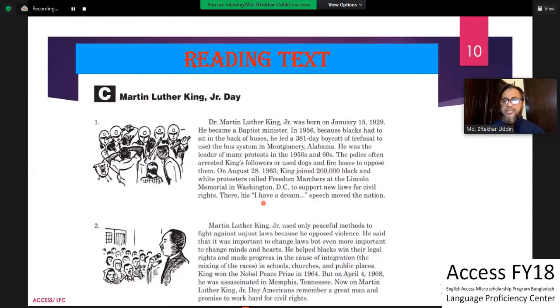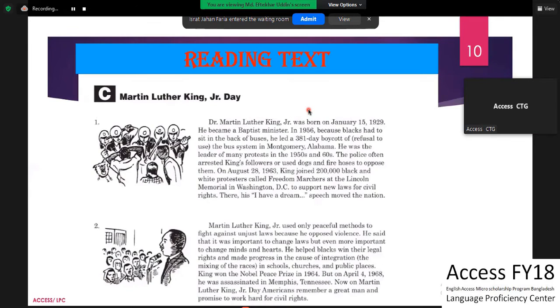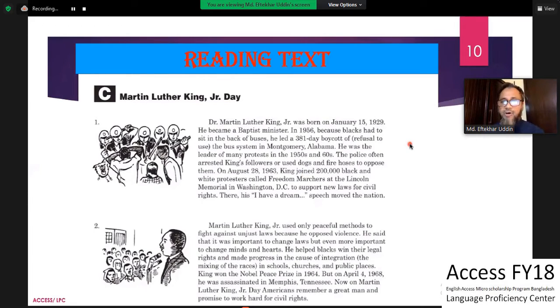Nusrat, could you mind just sharing the text in the chat box for the students? Nusrat, are you there? Nusrat Tahasin? Yes, sir. The text is actually shared in their groups' WhatsApp. Okay, yes. In the WhatsApp, I think you could share it here as well for Dhaka participants, okay?